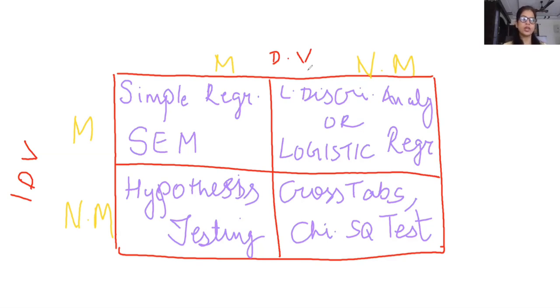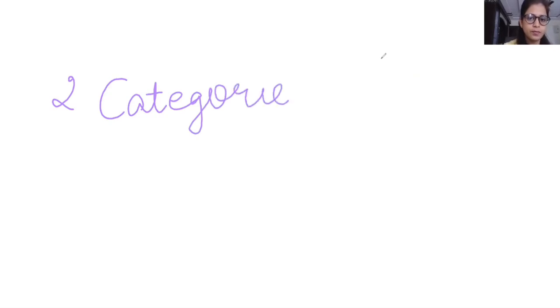One more thing I need to explain: when there is hypothesis testing, if you have two categories, for example, two categorical data such as gender and marital status, then when you have two categories of independent variable, a t-test will be used.